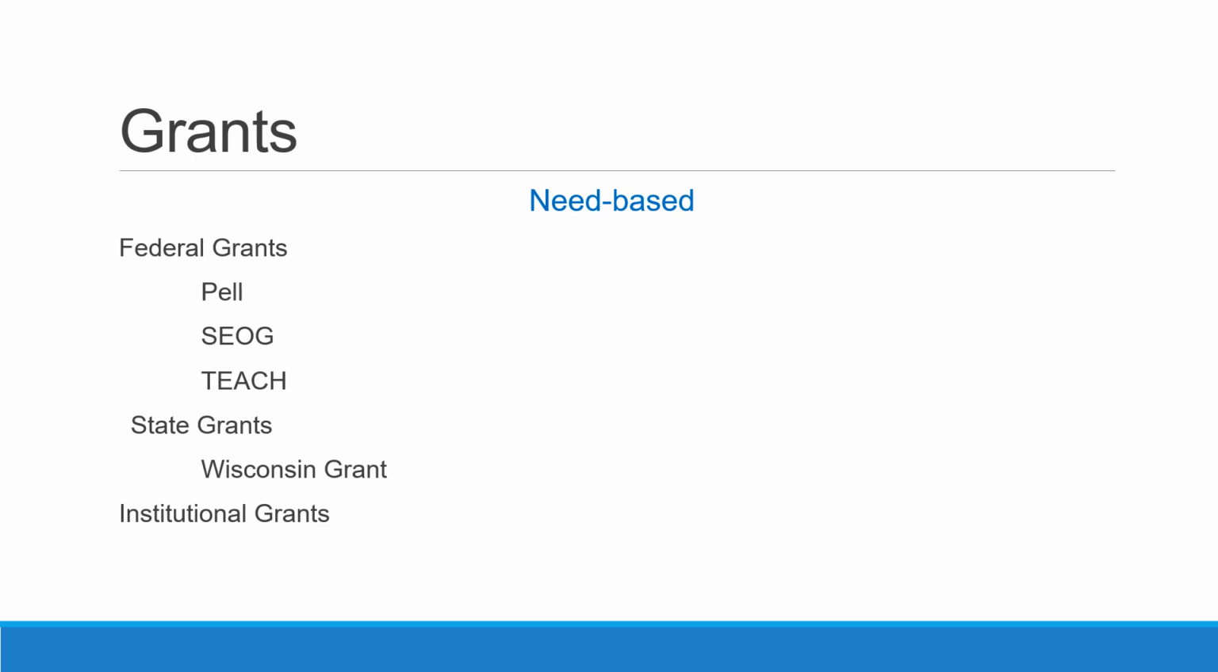TEACH is a grant available to students who wish to become teachers. In order to be eligible, a student must commit to teaching in a high-need school in a high-need subject matter for a specified period of time. If the student is unable to meet the required commitment, the grant becomes a loan with interest due back to the date that they originally received the grant. While this is a generous grant, I recommend that students be very certain of their career choice before accepting these funds.